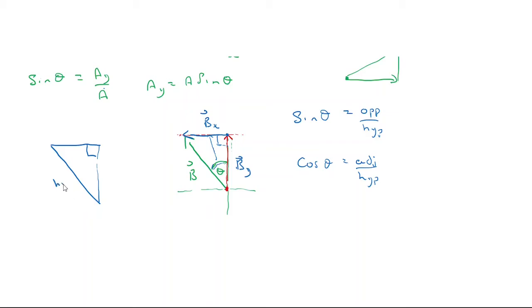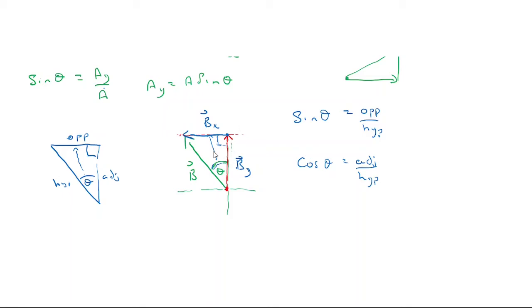This is your hypotenuse here. If this is your angle, this is your adjacent side, and this is your opposite. This is the side that is opposite the angle. That's why I drew this line. So this is how it is.